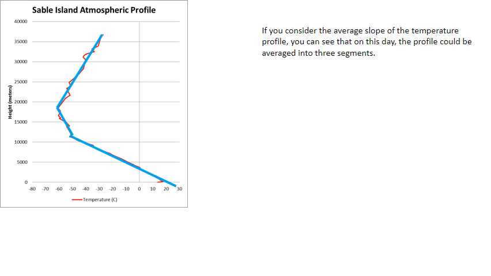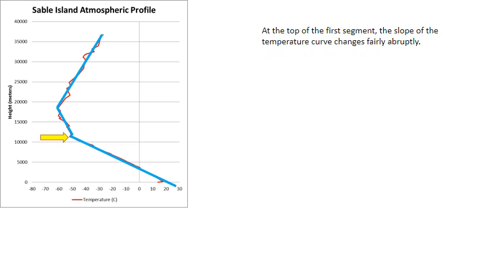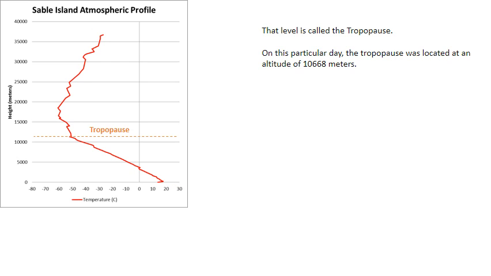If you consider the average slope of the temperature profile, you can see that on this day the profile could be averaged into 3 segments. At the top of the first segment, the slope of the temperature curve changes fairly abruptly. That level is called the tropopause. On this particular day, the tropopause was located at an altitude of 10,668 meters.